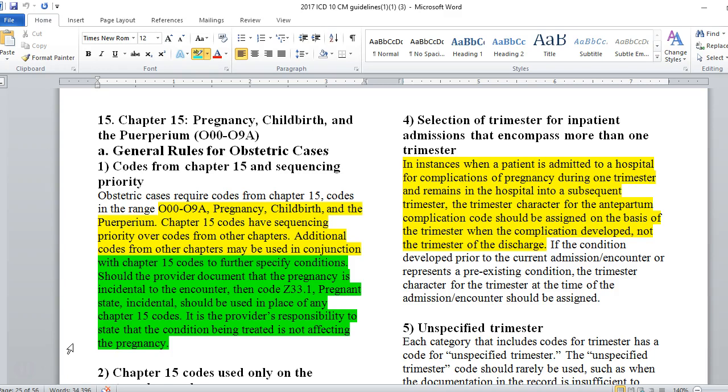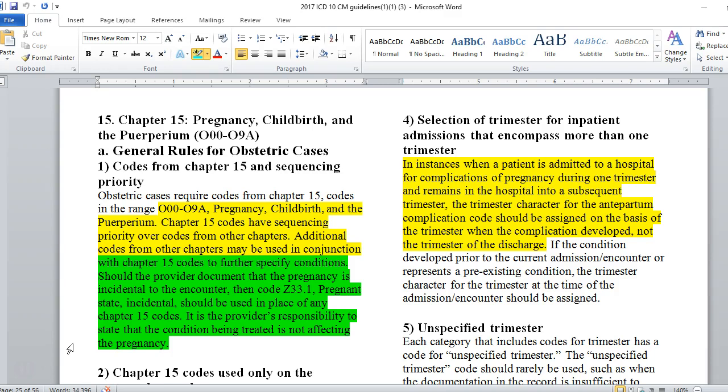So chapter 15 is called Pregnancy, Childbirth, and the Puerperium. But what it really should be called, and what it used to be called in ICD-9, is complications of pregnancy, childbirth, and the puerperium. And we're going to talk about what complications mean as we go through the guidelines. So the first thing that we need to know: obstetric cases require codes from Chapter 15, codes in the range of O00 to O9A, pregnancy, childbirth, and the puerperium.